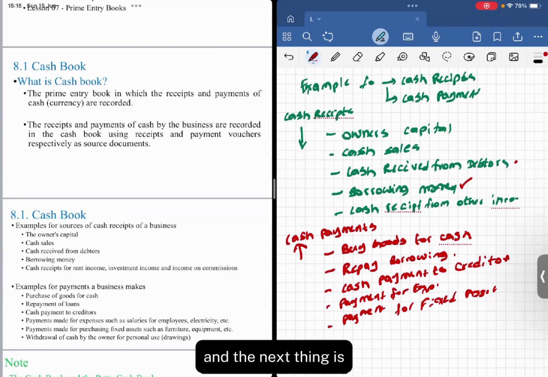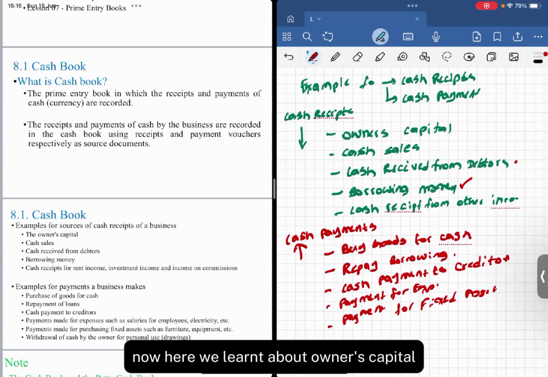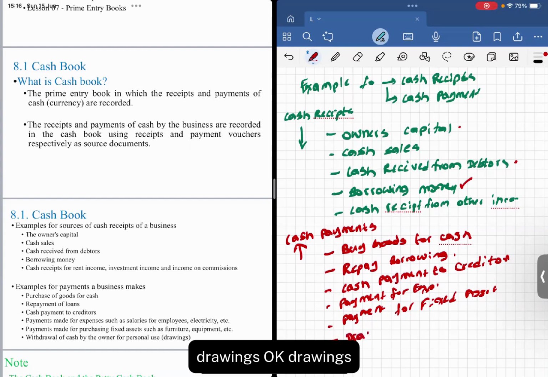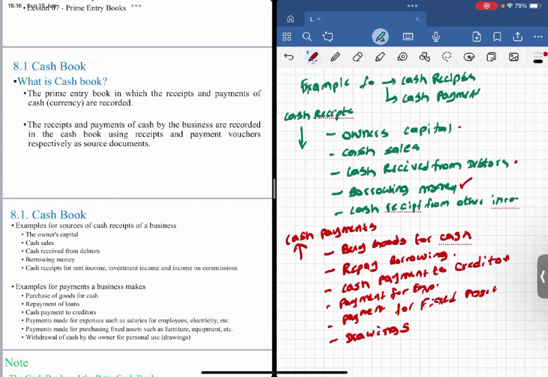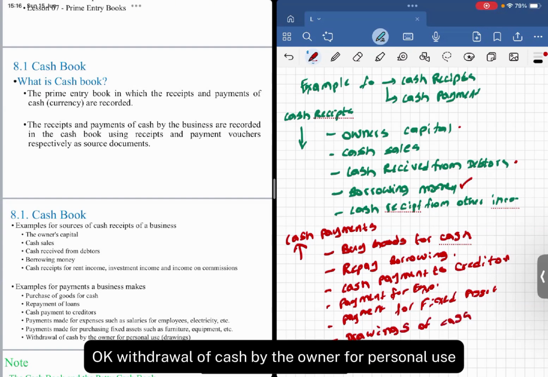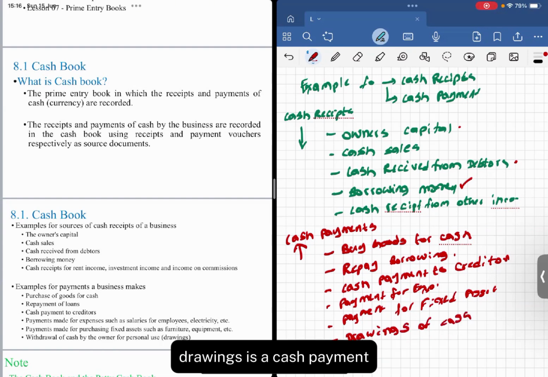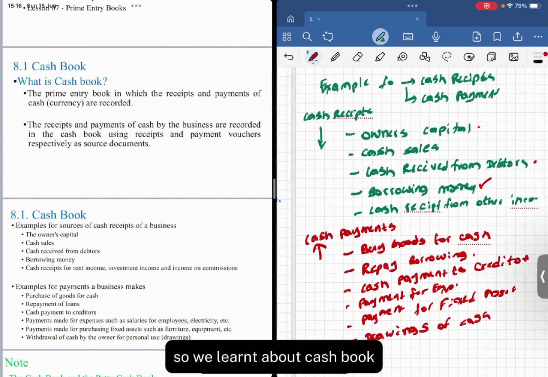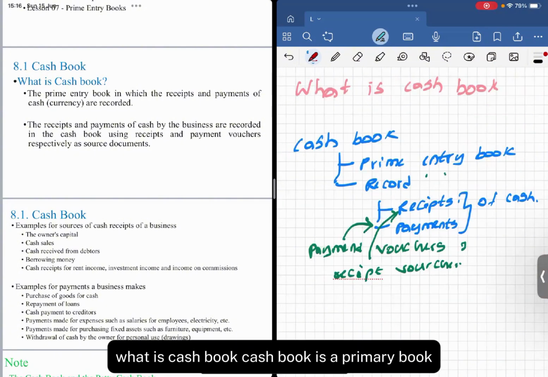And the next thing is, here we learned about owner's capital, when the investor is investing capital. And similarly, when the owner is withdrawing money, drawings of cash. Withdrawal of cash by the owner for personal use, drawings, is a cash payment. So we learned about cash book. Cash book is a prime entry book, and we record receipts and payments of cash.